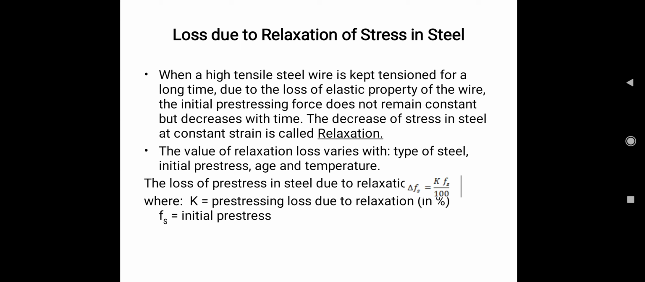The loss of prestress in steel can be calculated using the formula delta Fs is equal to K times Fi by 100, where K is prestressing loss due to relaxation and Fi is initial prestress.